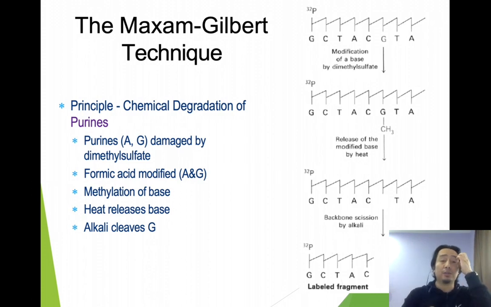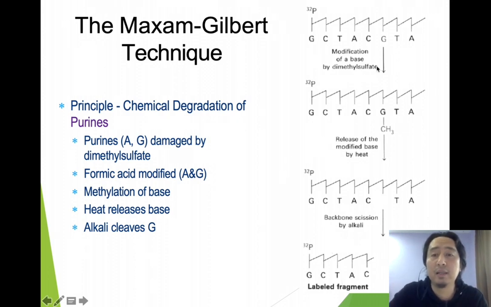Okay. So methylation of the base by DMS, and heat to release the modified nucleotides, and they will use alkaline to cleave the part of the modified nucleotides. So let's see this diagram. We will explain it in detail a little bit.